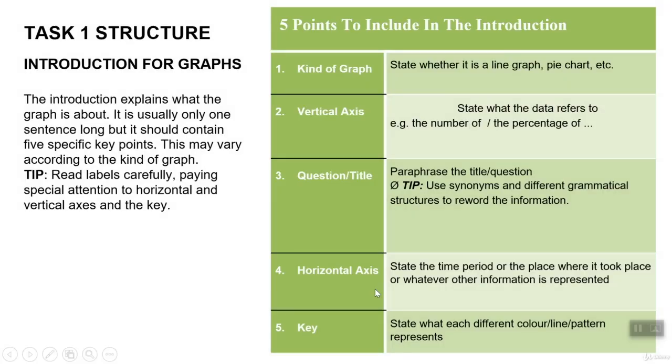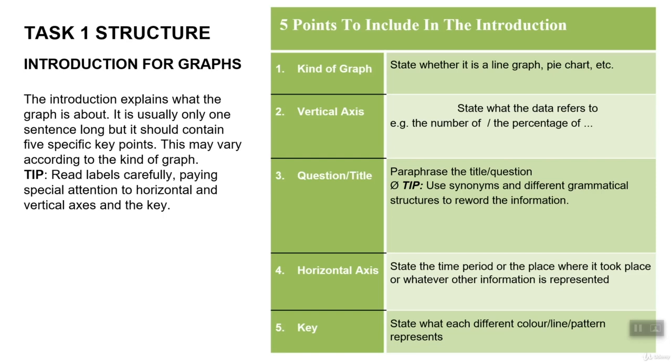We begin any diagram in task 1 with an introduction. When there's a graph with a trend, this includes 5 pieces of information, and here they are. Number 1: what kind of graph it is. In other words, we begin, the line graph shows, indicates, remember the useful language page. Number 2 is the vertical axis, the information on the vertical axis. This could be the number of, the population of, the percentage of.